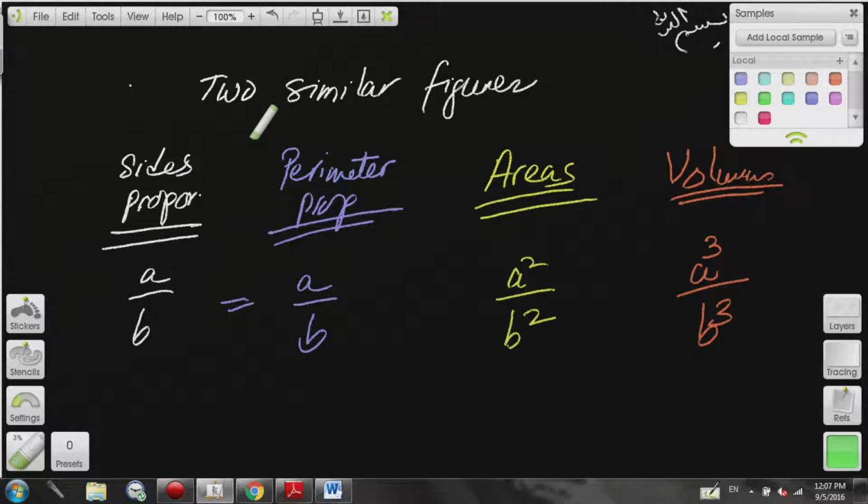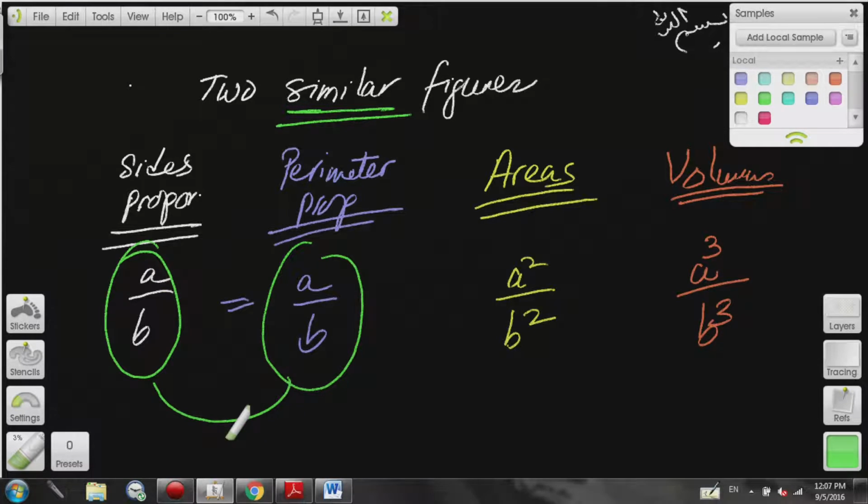So if two figures are similar, the sides are proportional, and their ratio is this, and the perimeters are proportional, and the ratio is the same. So the ratio of the sides and the perimeters are the same. That's the key in this question. The areas are proportional, and the ratio of proportionality is that.